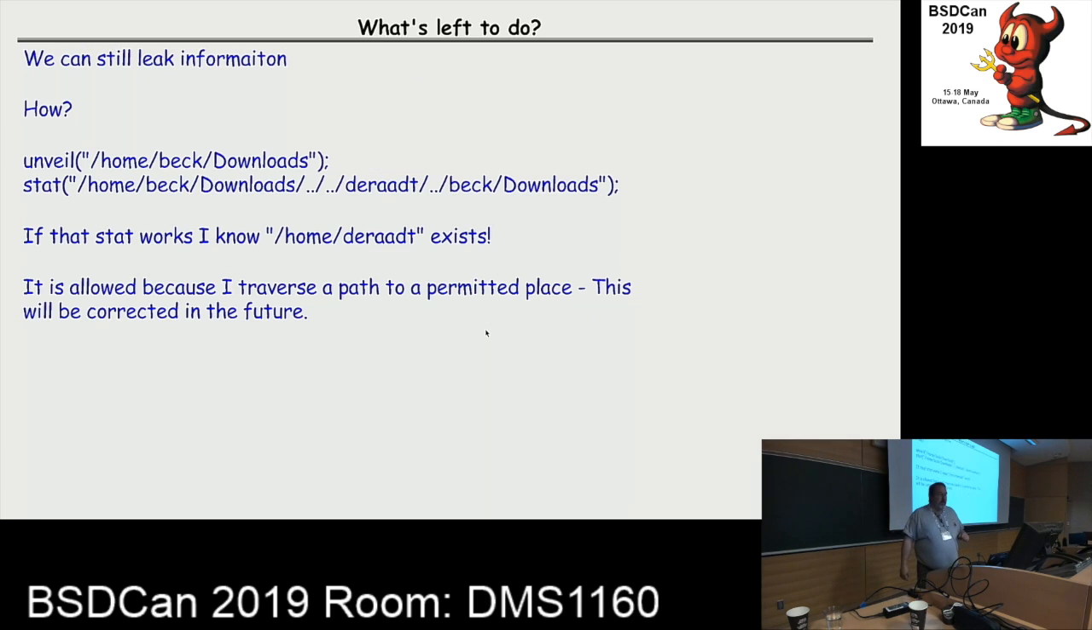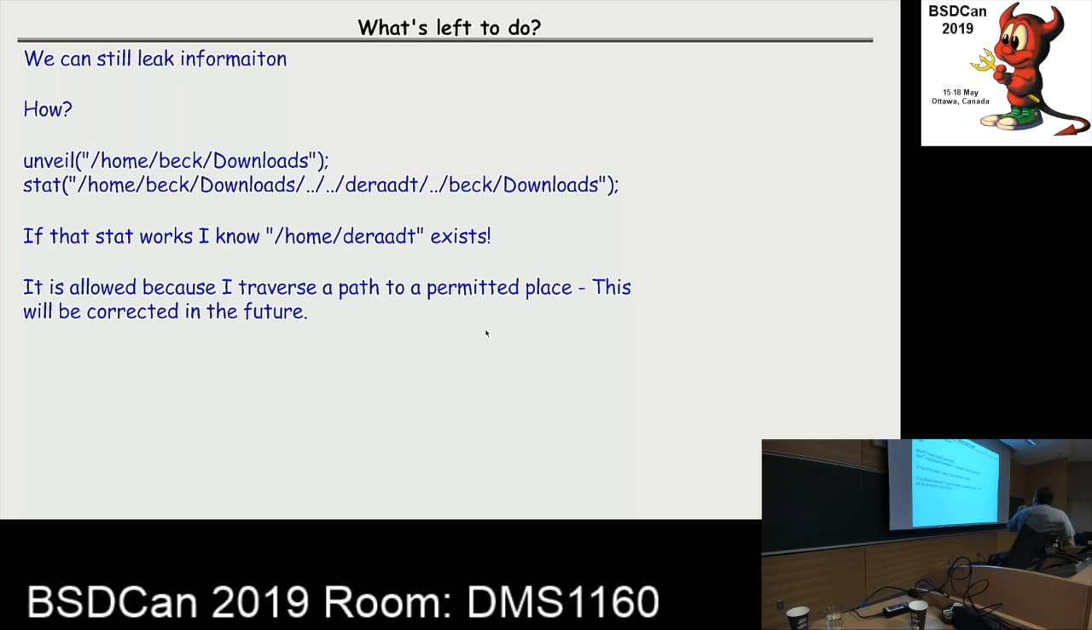So, what's left to do? Well, there's a few things. We can still leak information with unveil today. Unveil today, once you get rid of the intermediate stuff, basically expects you to end up in a vnode that's yours. And of course, you still have to be able to open /home/beck/downloads, even though you're only unveiled in downloads. You still have to be able to call open and traverse the names in namei to get there. Well, traversing names in namei does things like resolve dot and dot dot.